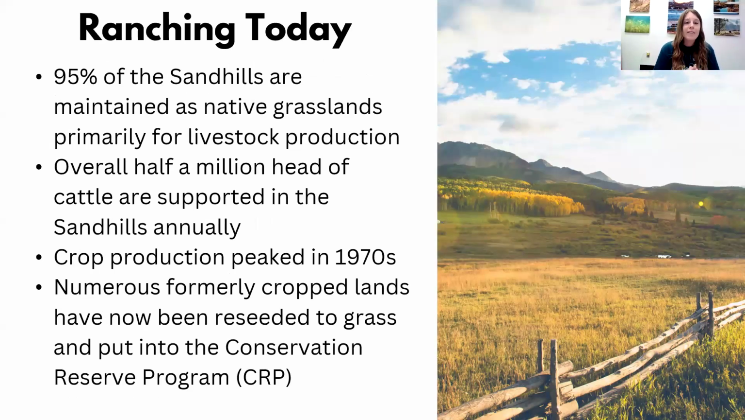So about 95% of the Sandhills are maintained as native grasslands that are primarily for livestock production. Ranch sizes kind of vary, but we definitely know that Western Nebraska is a little bit more rural than places like Omaha and Lincoln. So cattle actually outnumber people 20 to 1 in the Sandhills. There's about over 500,000 head of cattle supported in the Sandhills annually for various reasons.